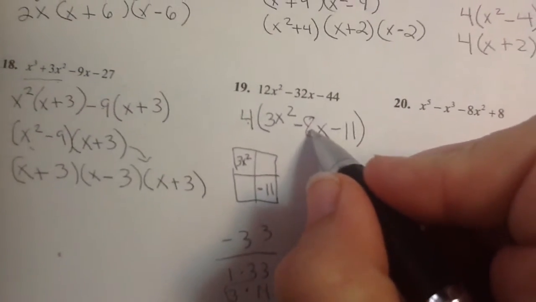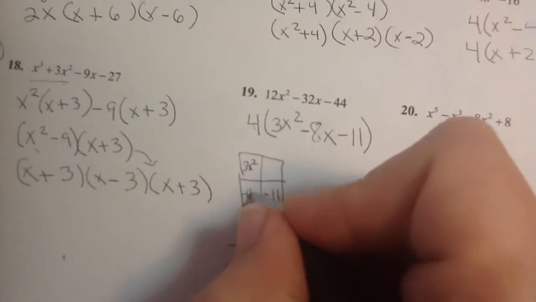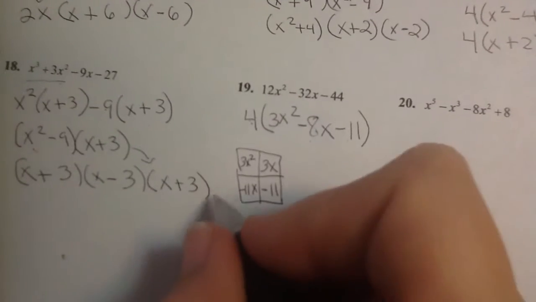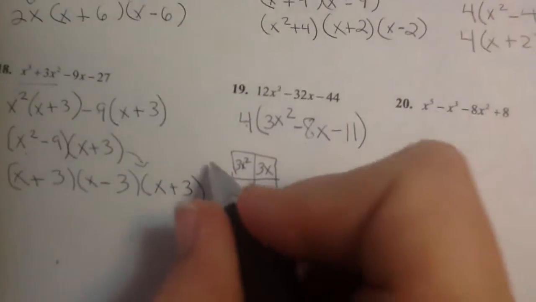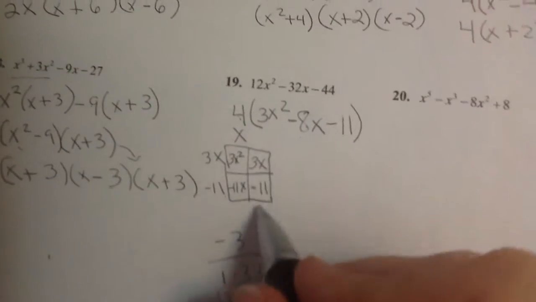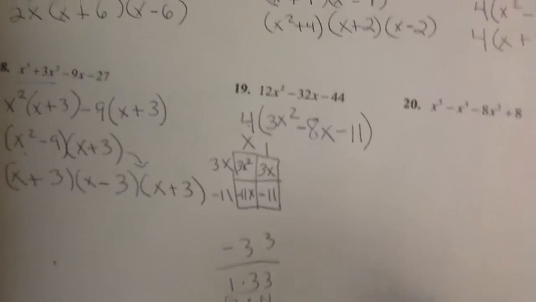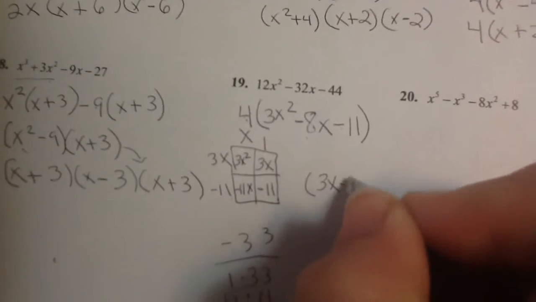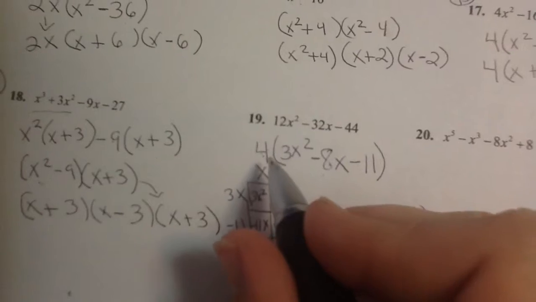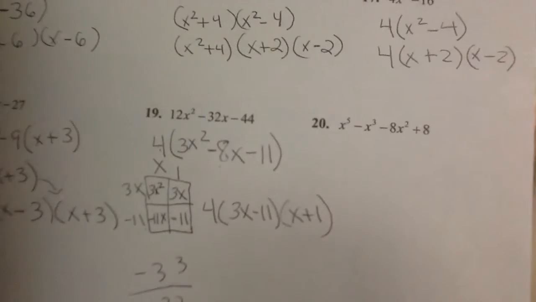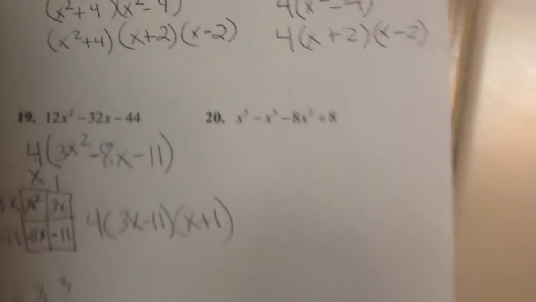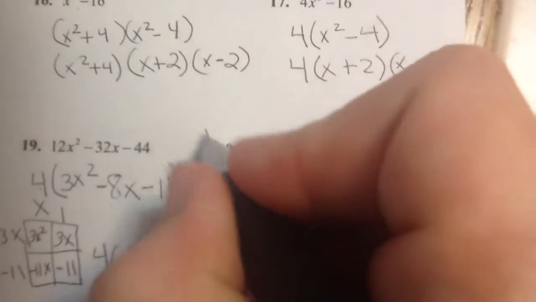We want our bigger number negative, so -11x, 3x. We can take out a -11. We can take out a 3x. We can take out an x. And we can take out 1. Okay, let's list that. 3x minus 11, x plus 1, and our GCF has to come down to our final answer of 4 times 3x minus 11 times x plus 1.